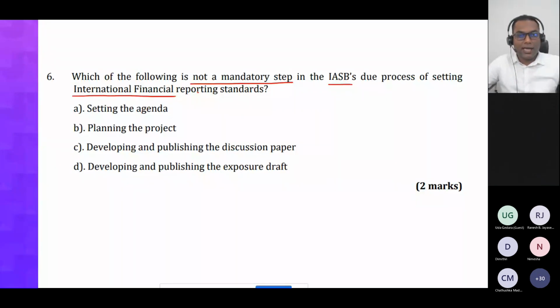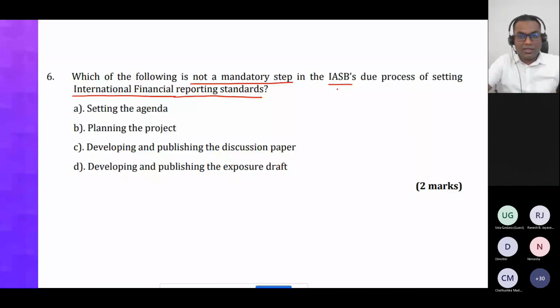IASB, International Accounting Standard Board, is the global body which actually prepares the financial reporting standards, IFRSs, right? So what we do here is we converge with the IFRSs and the IASs issued by IASB, through CA Sri Lanka. Okay, so now the question is, what is not a mandatory step in the IASB's process of setting an international financial reporting standard?